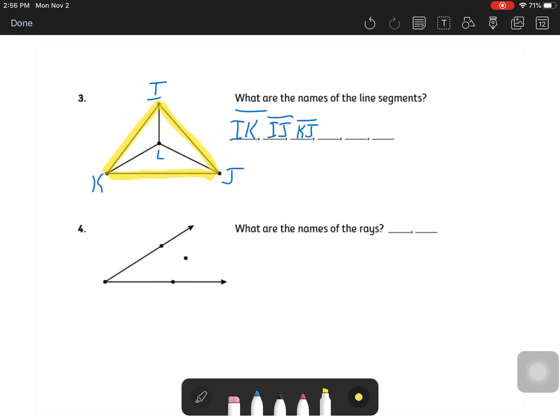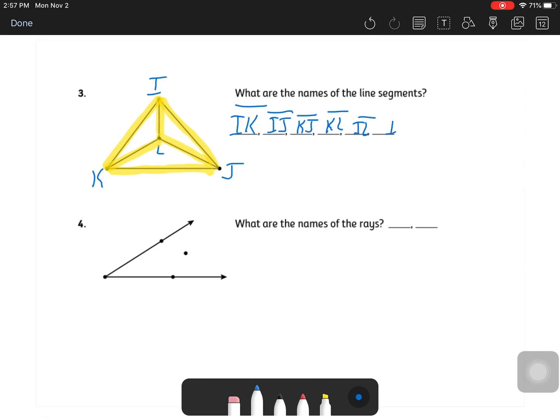And I got another one in here, I can do KL, and here I can do JL, and one more, IL. And for each one of those where I just do the 2 letters, I put the bar over top, just to say that it's a segment.